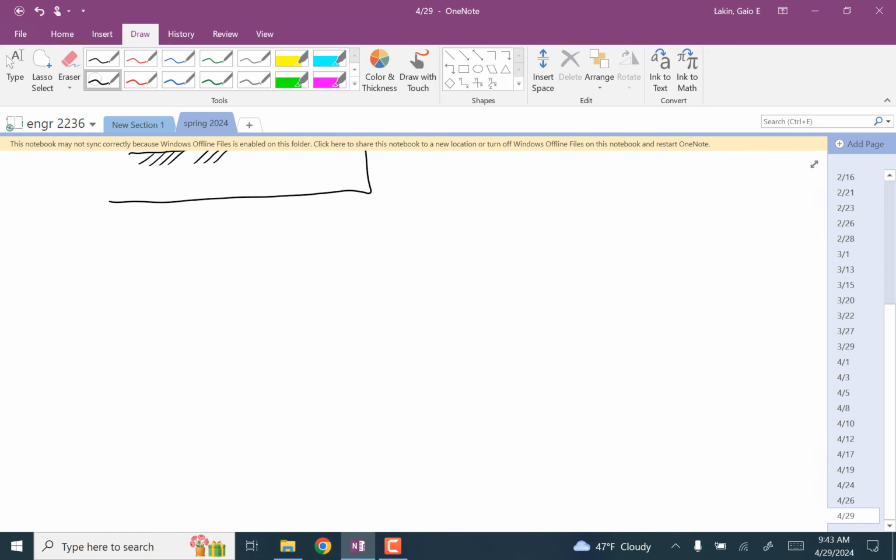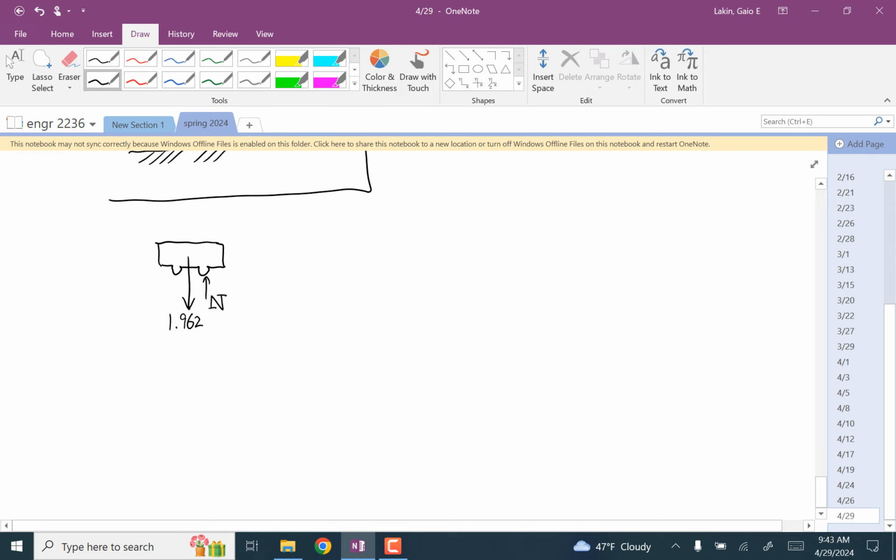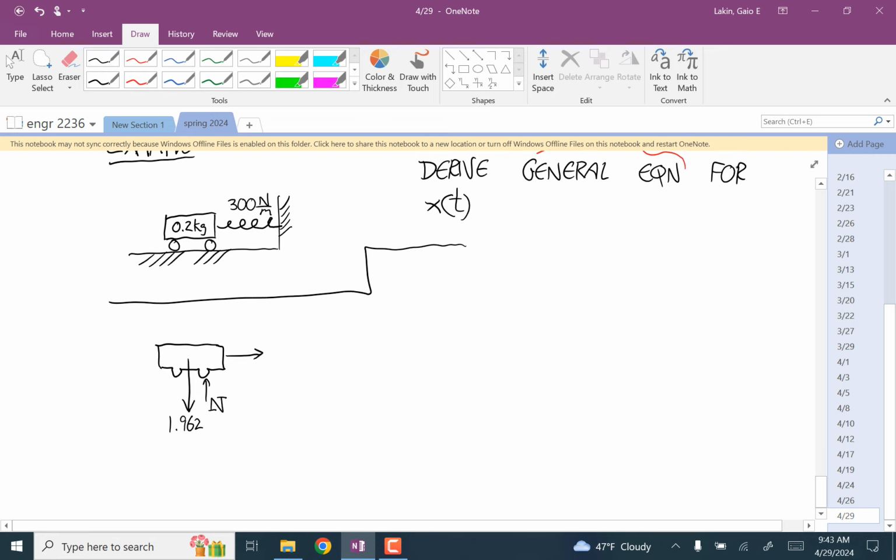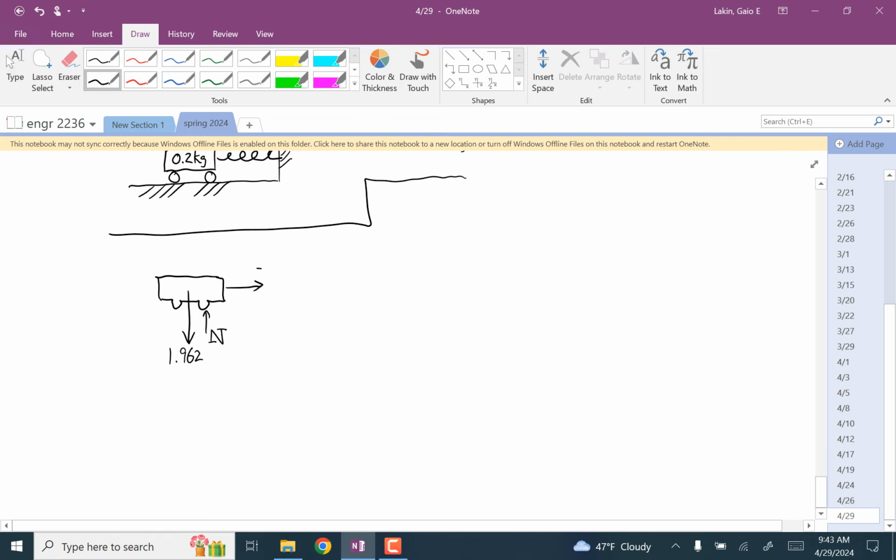Okay, so the free body diagram: you have some vertical stuff that isn't going to end up mattering. So that's 1.962 for the weight, and a normal force. And then the direction of the spring force, I'm going to draw that in the positive axis direction, in this case positive x, and call it negative kx. So this is going to be negative 300x.